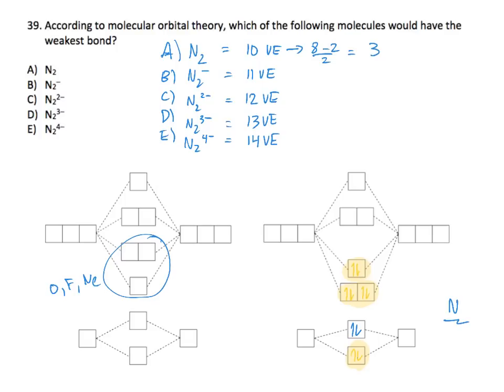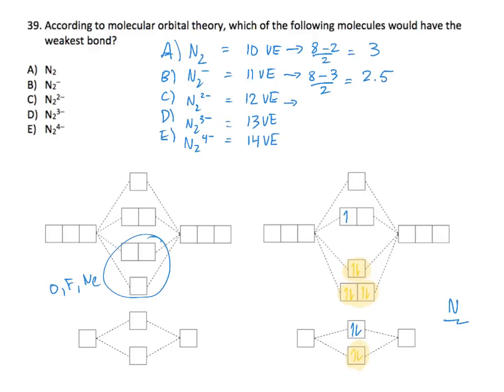For N2 minus, we have 11 valence electrons, so we have to add another electron into this. So we would add it into the next available orbital, which would be this one. Calculate the bond order here, and in this case we still have 8 of the yellow ones that are in bonding orbitals, minus now 3, over 2, and this reduced the bond order a little bit to 2.5.